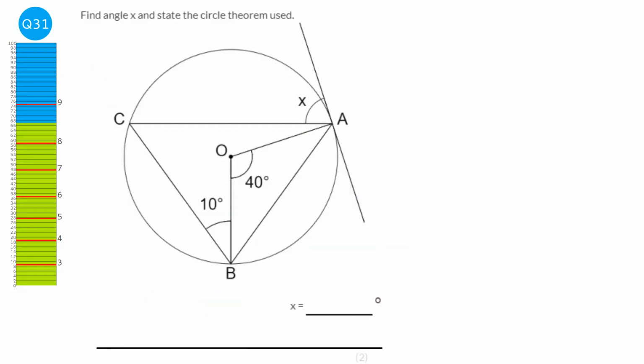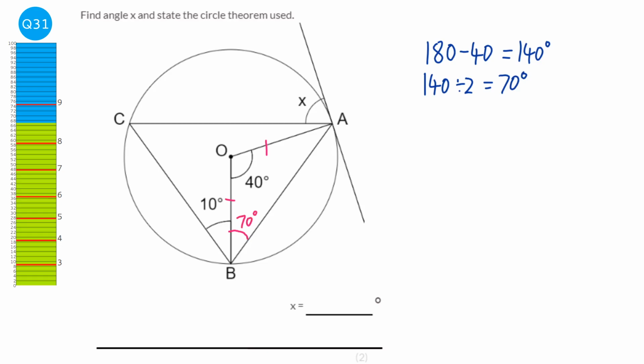So the first thing to notice with this question is we've got an isosceles triangle between O, B and A, because these are both radii. And so what we can do is find this angle here by doing 180 take away the 40, which equals 140 degrees. And because it's an isosceles, we do 140 divided by 2, which is 70 degrees. So we know this is going to be 70 degrees here.